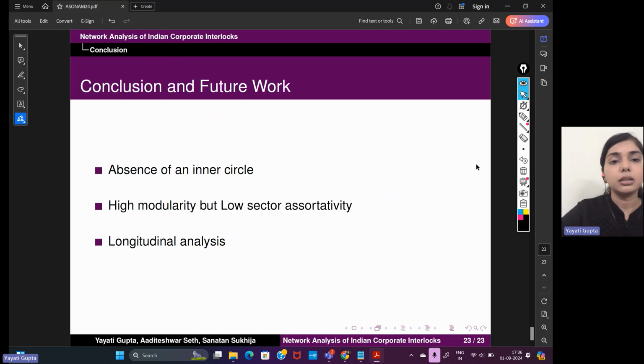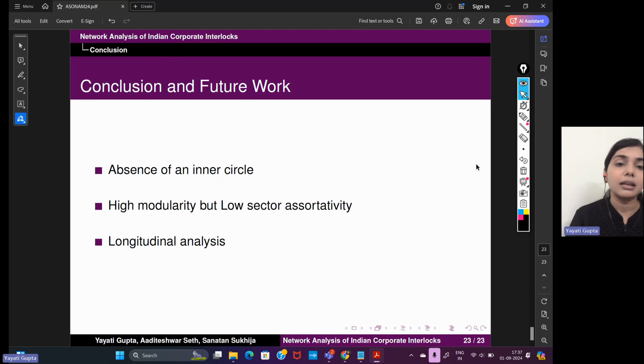It's the final conclusion slide. What we have observed is the absence of an inner circle. If you look at the most central directors, they are not that well connected to each other. If you look at the sector-based analysis, the assortativity based on sectors is very low, but the network of the companies still shows a very high modularity. That is one area for potential work.